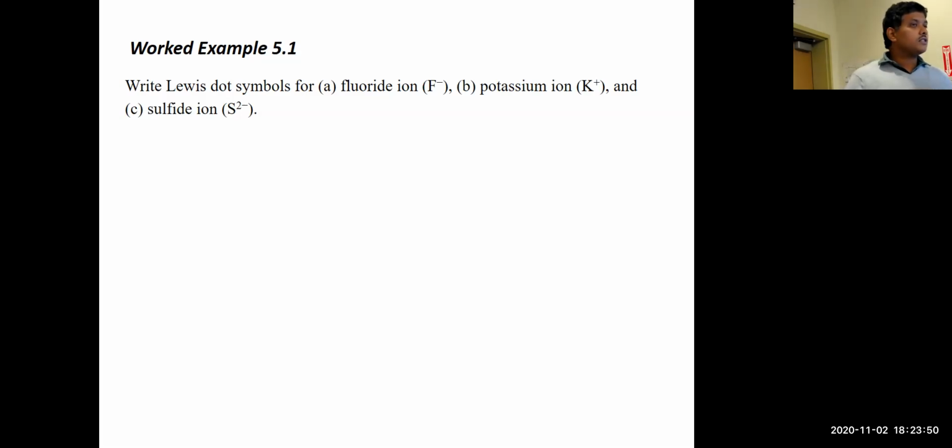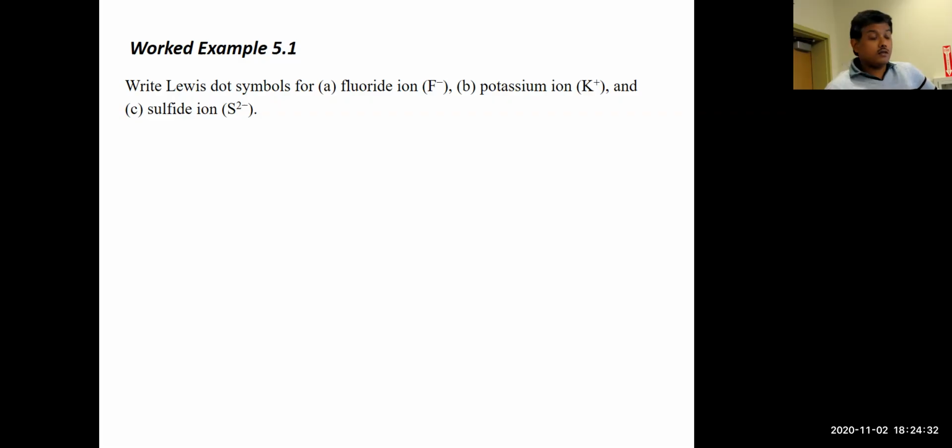The question is asking us to write Lewis dot symbols for the fluoride ion, F minus, the potassium ion, K plus, and the sulfide ion, S2 minus. I want you to pause the video and answer it before you check the answers here. Our plan is what we just discussed in the previous slide. First, identify their actual neutral Lewis dot symbol. Then, based on the charge, either add an electron or lose an electron.